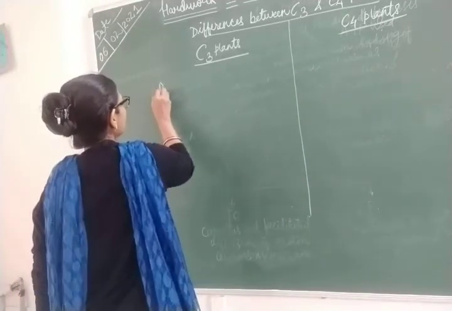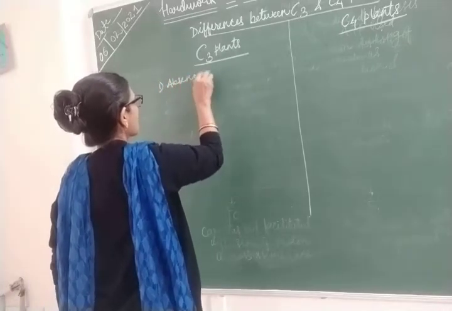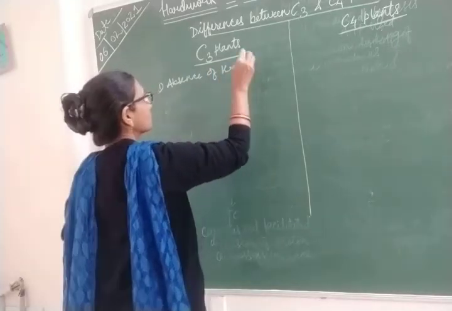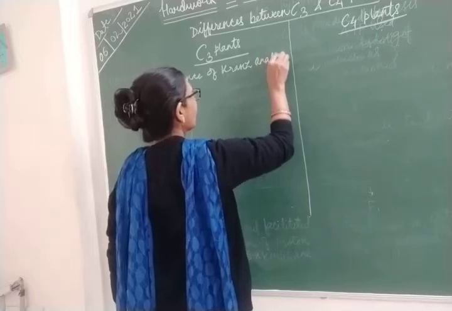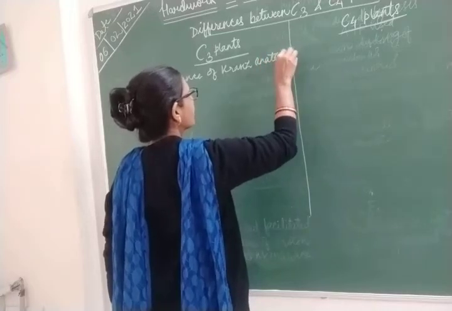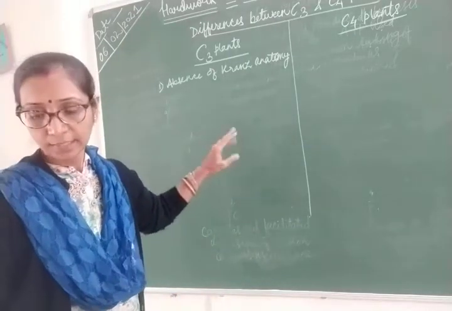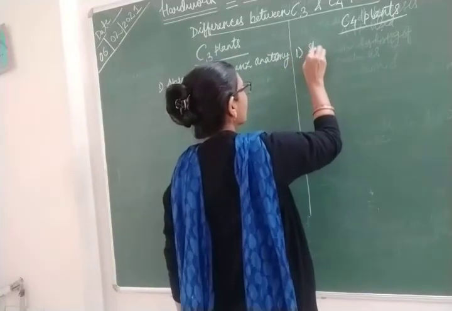In case of C3 plants, there is absence of Kranz anatomy. Kranz anatomy, we already know that it is the arrangement of the mesophyll cells and the bundle sheath cells in the leaves. The C4 plants show Kranz anatomy.